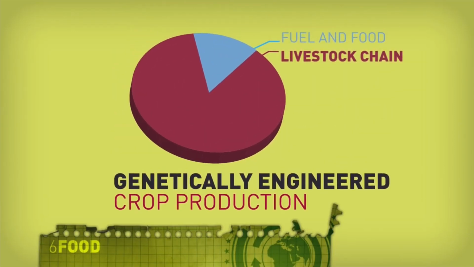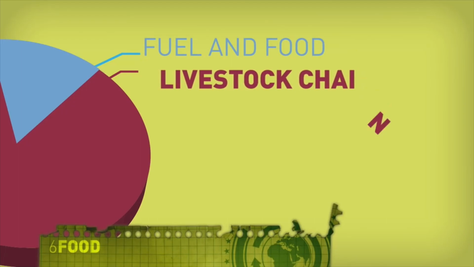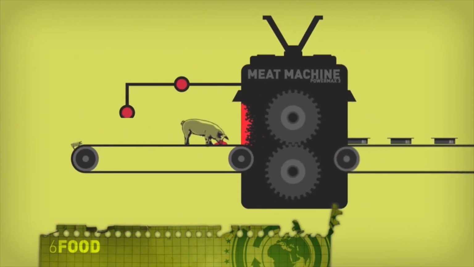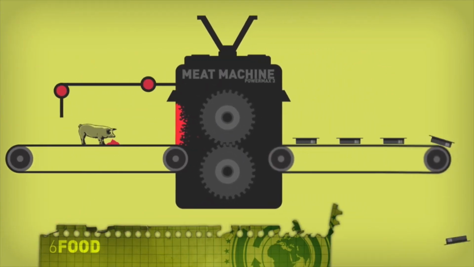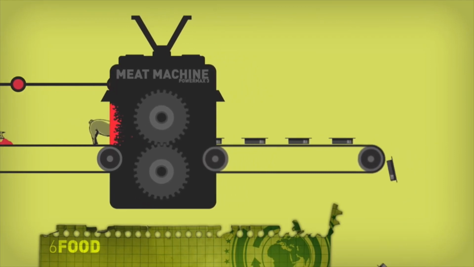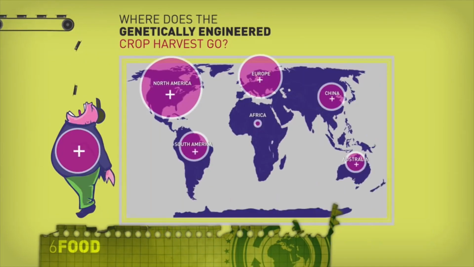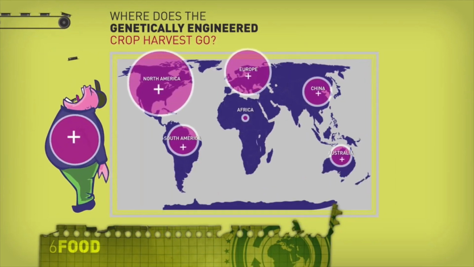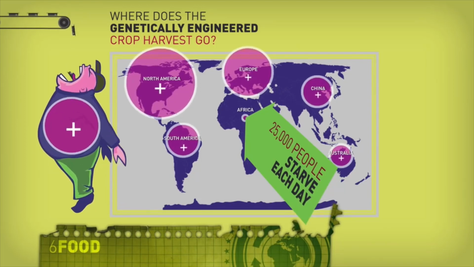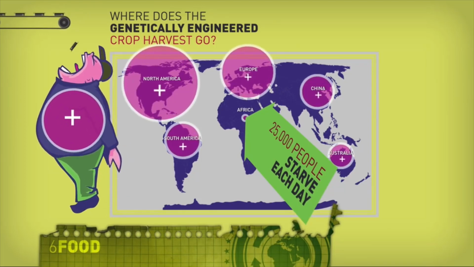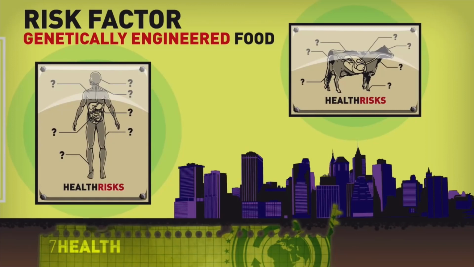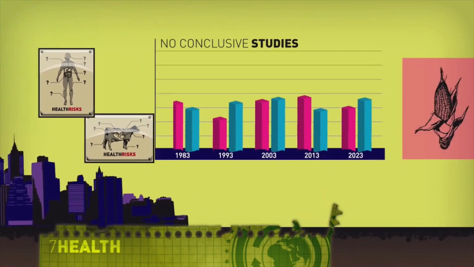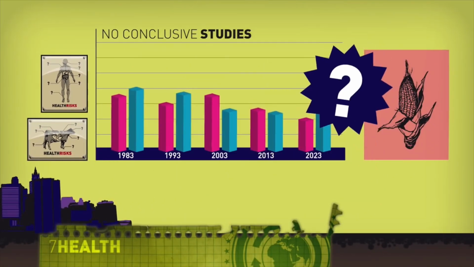But the fact is that most genetically engineered crops find their way into the livestock chain, so they end up as meat or dairy products in supermarkets. Along with all the destructive effects on the environment, one last awkward question remains. How do genetically engineered crops affect humans and animals? The answer is, no one knows.